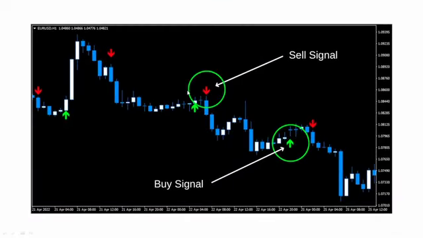The sell signal will be a red arrow above the price. We've got one here and one here and one here. Very easy to see, very clear. And the buy signal arrows are going to appear underneath the price.